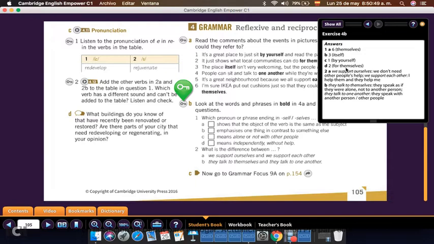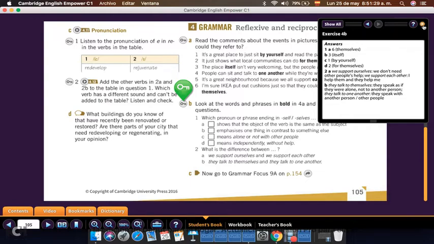For themselves. Now, what is the difference between "we support ourselves" and "we support each other"? Well, when we support ourselves, we don't need other people's help. When we support each other, it means I help them and they help me. That's the difference. Sometimes people use one or the other in the wrong context, okay? And then, they talk to themselves and they talk to one another. They talk to themselves, they speak as if they were alone, not to another person. They talk to one another, they speak with another person or other people. Okay, so that's the difference.